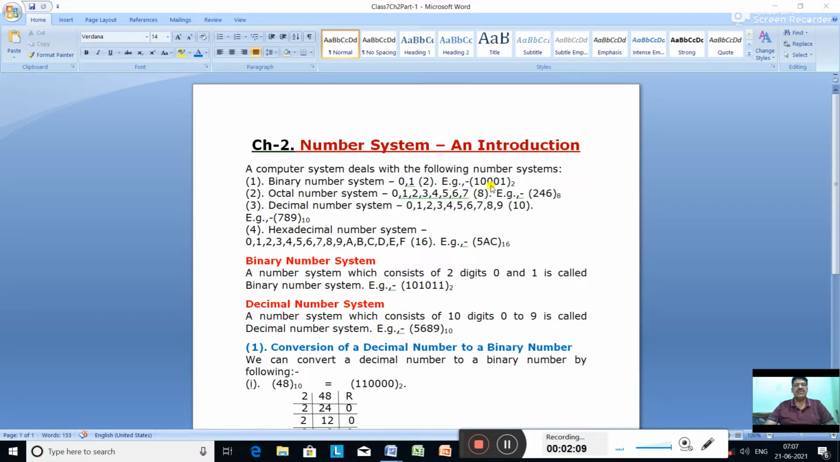Example, 10001, its base will be 2. This base represents which number system it belongs to. If base is 2, that means it is binary number system.